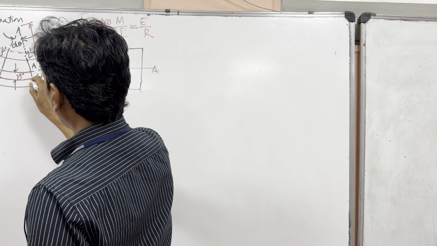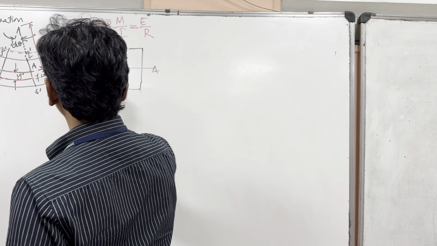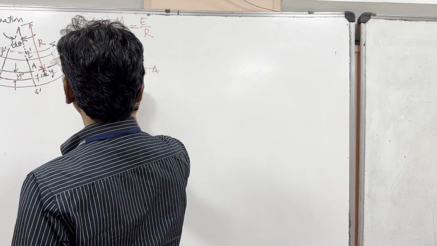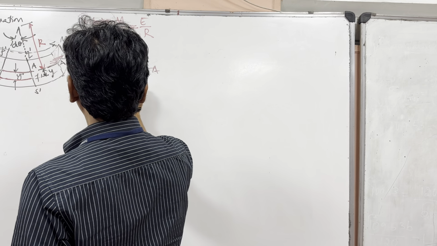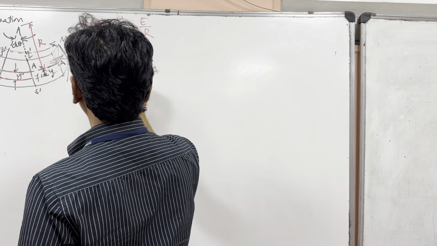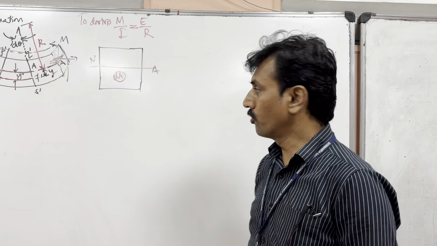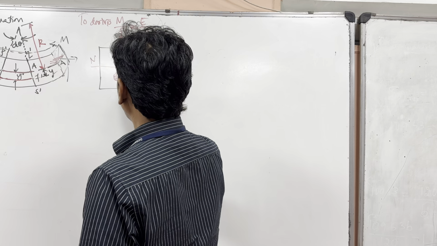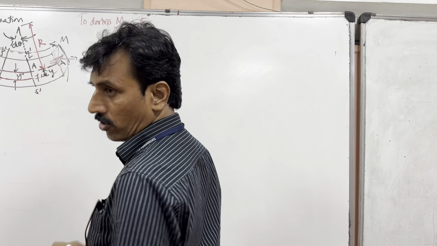I considered an element here. Earlier, I considered an element below here. Now in that element, I'll consider an element which has an area dA. This element has an area dA, of any shape, and it is at a distance of y from the neutral axis.